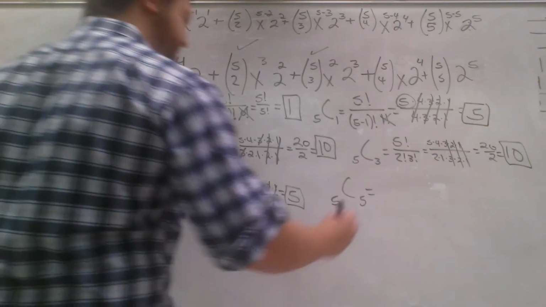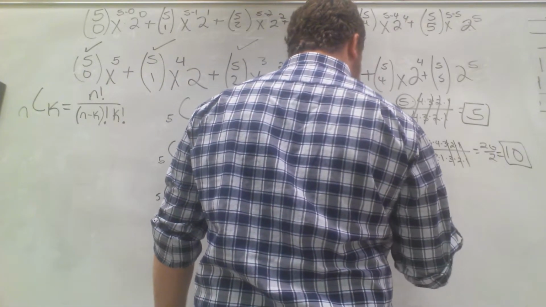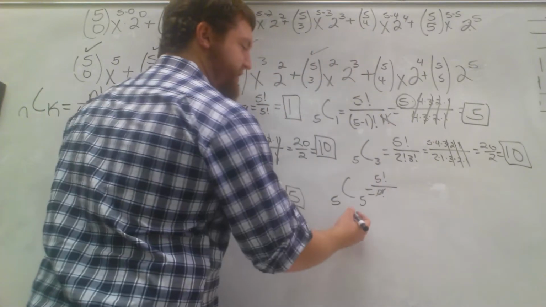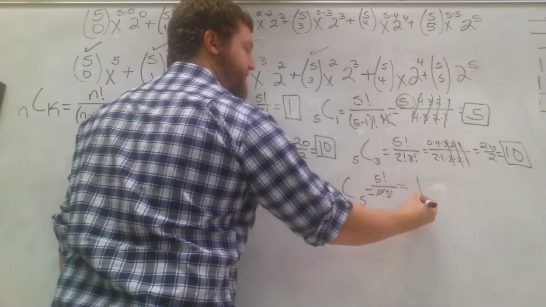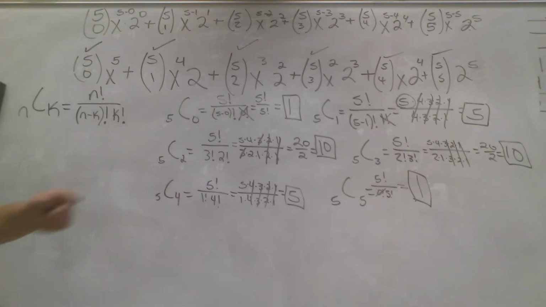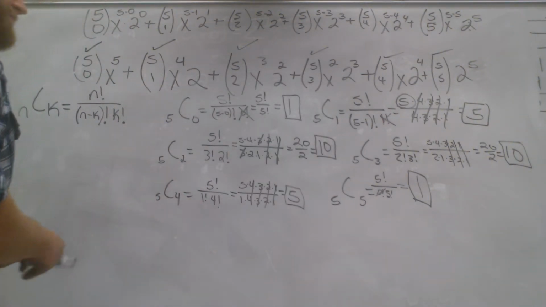Alright, so plug in my equation. 5 factorial over 5 minus 5 is 0 factorial. Told you not to worry about it. Times 5 factorial. So I get 5 over 5. Anything over itself is 1. Okay, so I've done all my parentheses now. 1, 5, 10, 10, 5, 1. That's what I get.